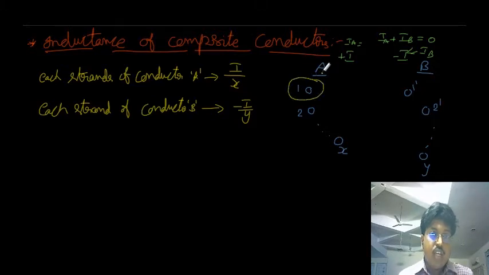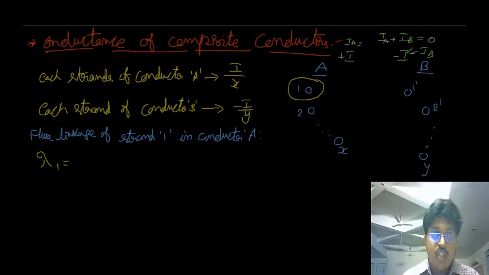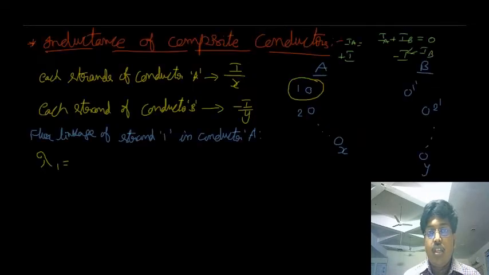Okay, strand 1 of conductor A. Now I have to find the flux linkage of strand 1 in conductor A, which can be written as lambda 1. You know that from the previous expression. I am using lambda 1, and here J equals 1 to X plus Y, a total of X number of conductors X and Y number of conductor Y.